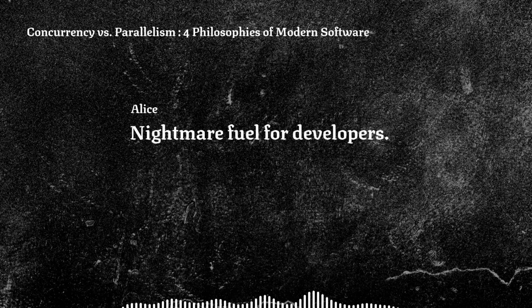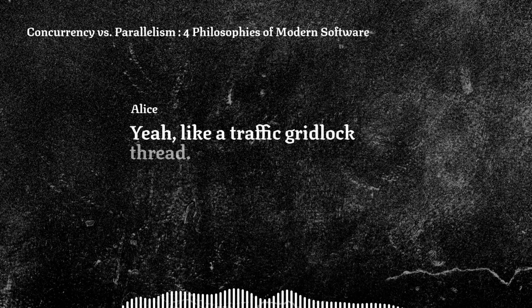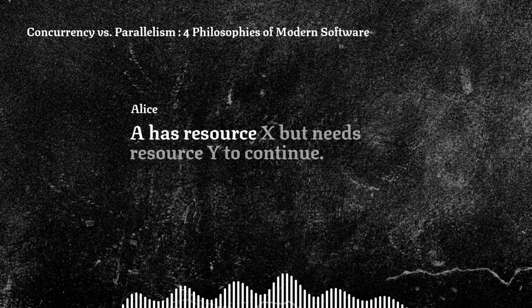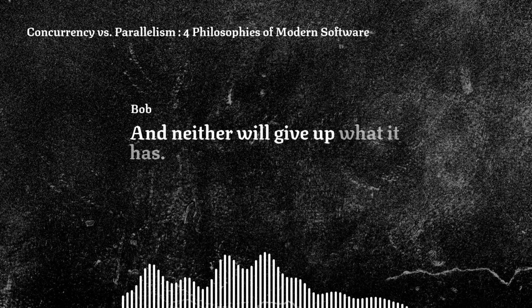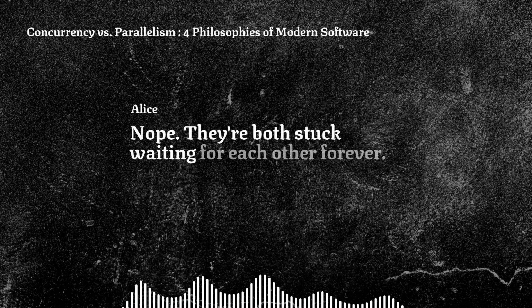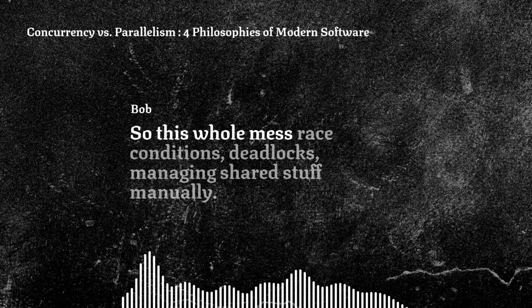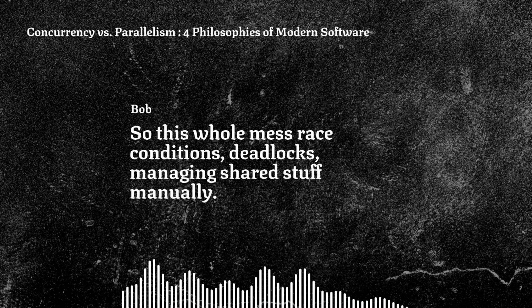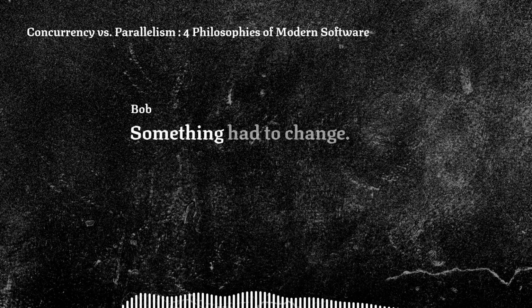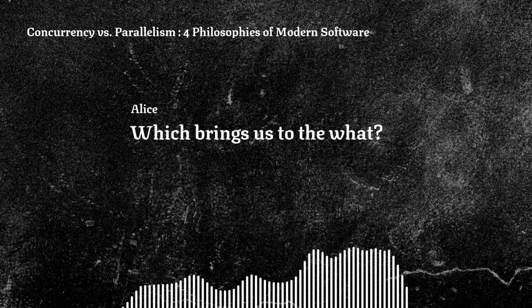Nightmare fuel for developers. And the other one is deadlock. Yeah, classic standoff, like a traffic gridlock. Thread A has resource X but needs resource Y to continue. Thread B has resource Y but needs resource X. And neither will give up what it has. Nope. They're both stuck waiting for each other forever. The system just grinds to a halt. So this whole mess, race conditions, deadlocks, managing shared stuff manually, it was just too error-prone. Something had to change. Absolutely. Which brings us to the what?